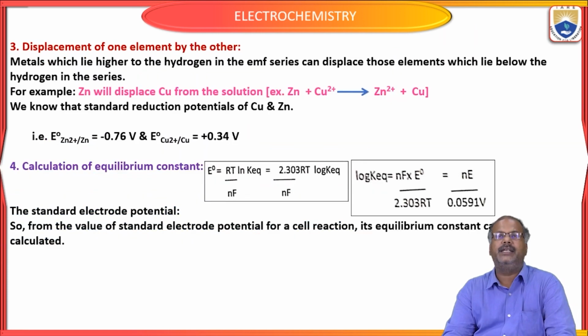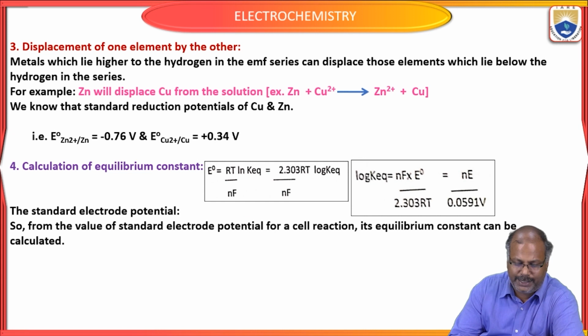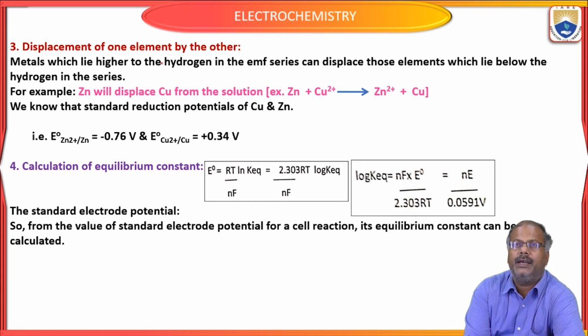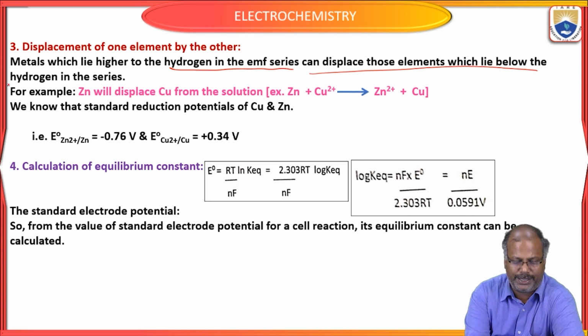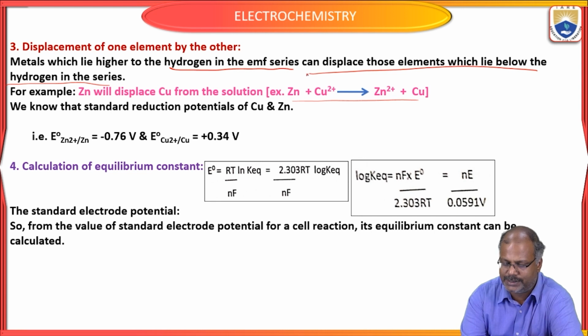Next, displacement of one element by the other. Metals which lie higher than hydrogen in the EMF series or electrochemical series can displace those elements which lie below hydrogen in the series. For example, again this is in the Daniel cell. Zinc has negative 0.76 volts, and copper has plus 0.34 volts.